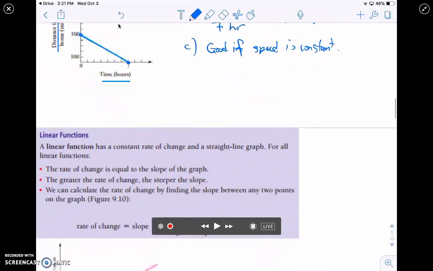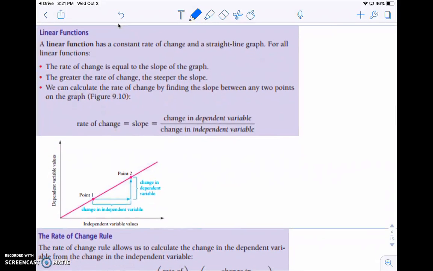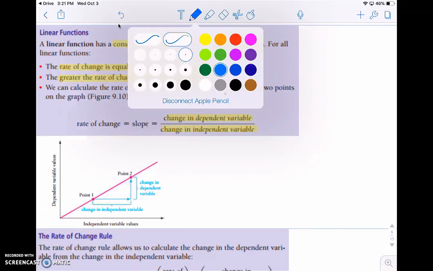Next, linear functions, again, in general, have a constant rate of change. They're straight lines, and the rate of change is equal to the slope. The greater the rate of change, the steeper the slope. We can calculate the rate of change by finding the slope between 2 points, and the slope is just the change in the dependent variable divided by the change in the independent variable. So that, again, is our rise over run.